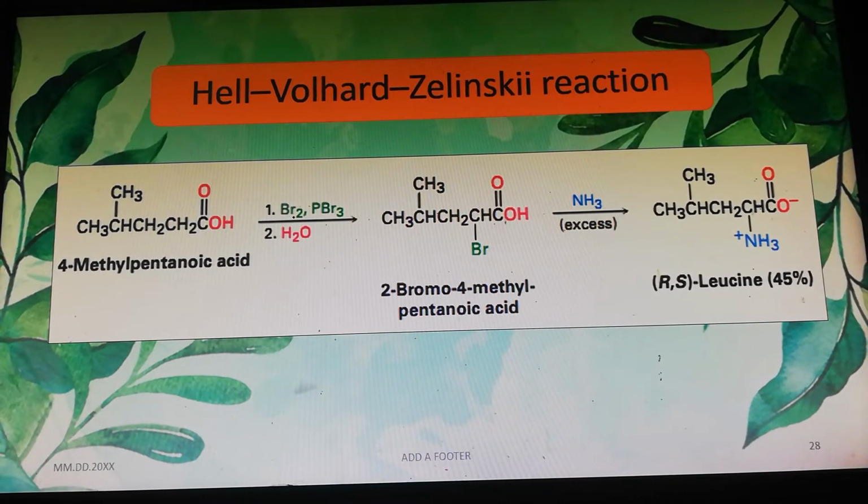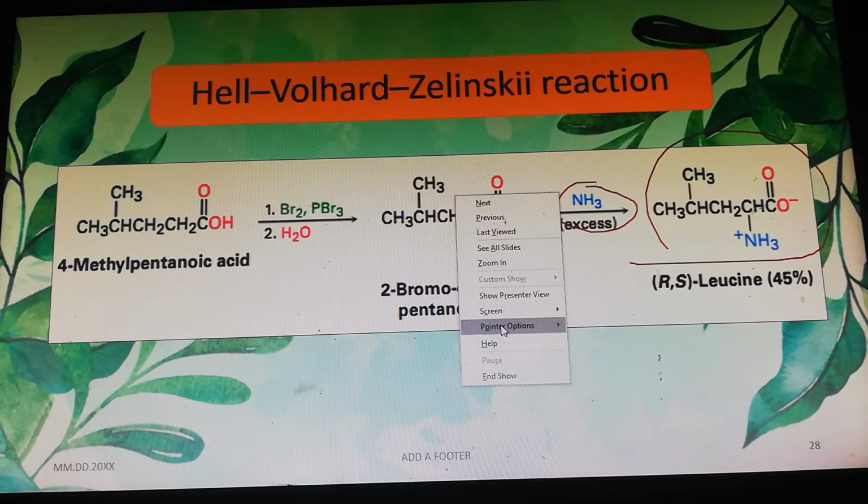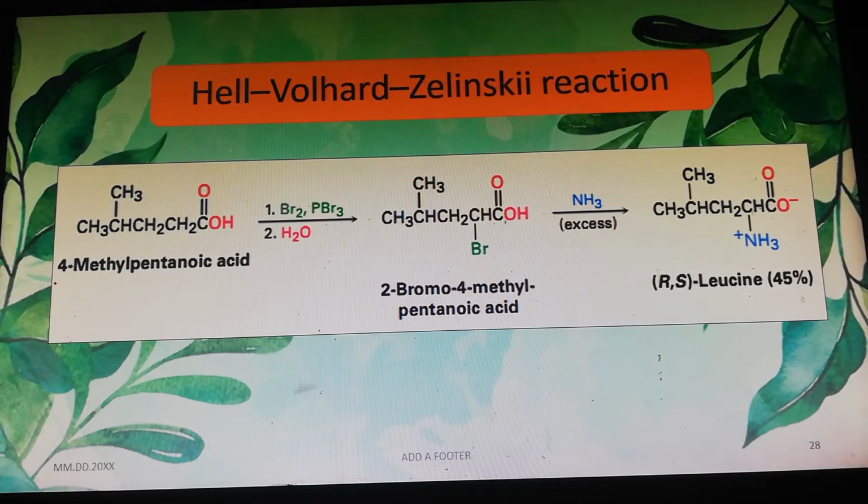After bromination, we will have the nucleophilic substitution of the alpha bromo acid with ammonia, and then it will yield an alpha amino acid. So from 4-methylpentanoic acid, we had bromination with these molecules, and then we will have this product.